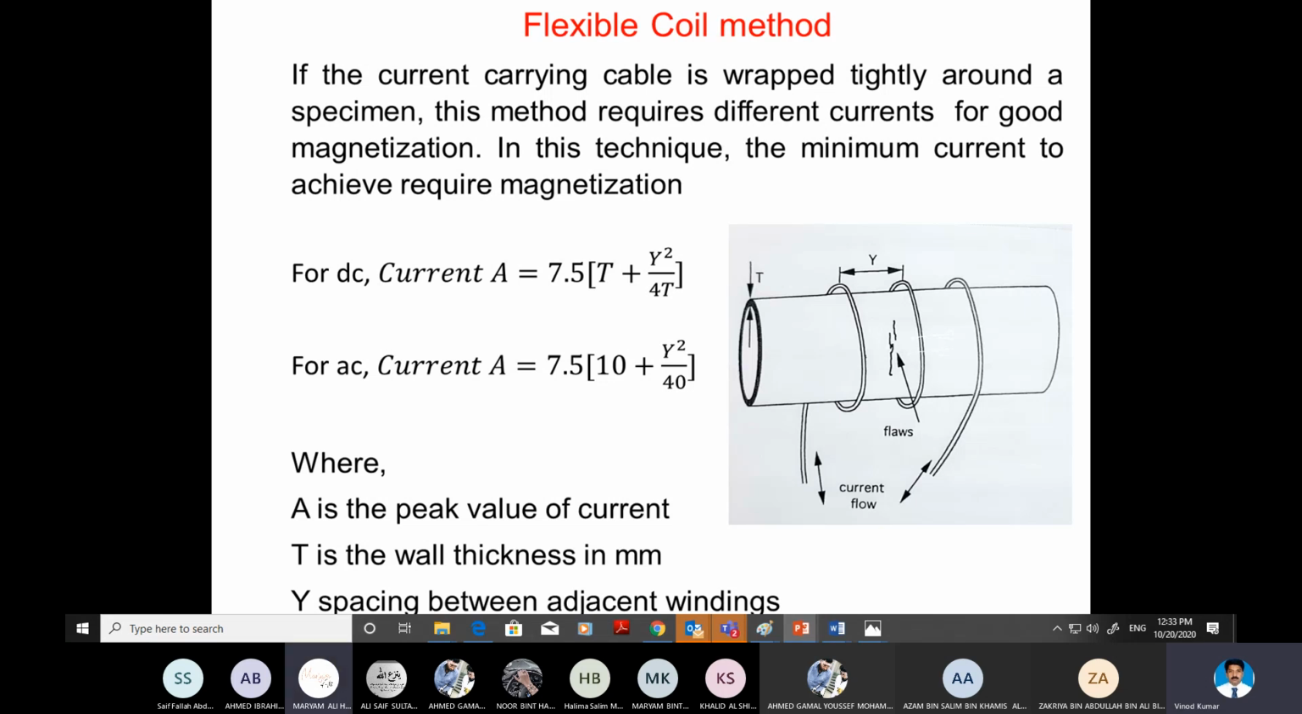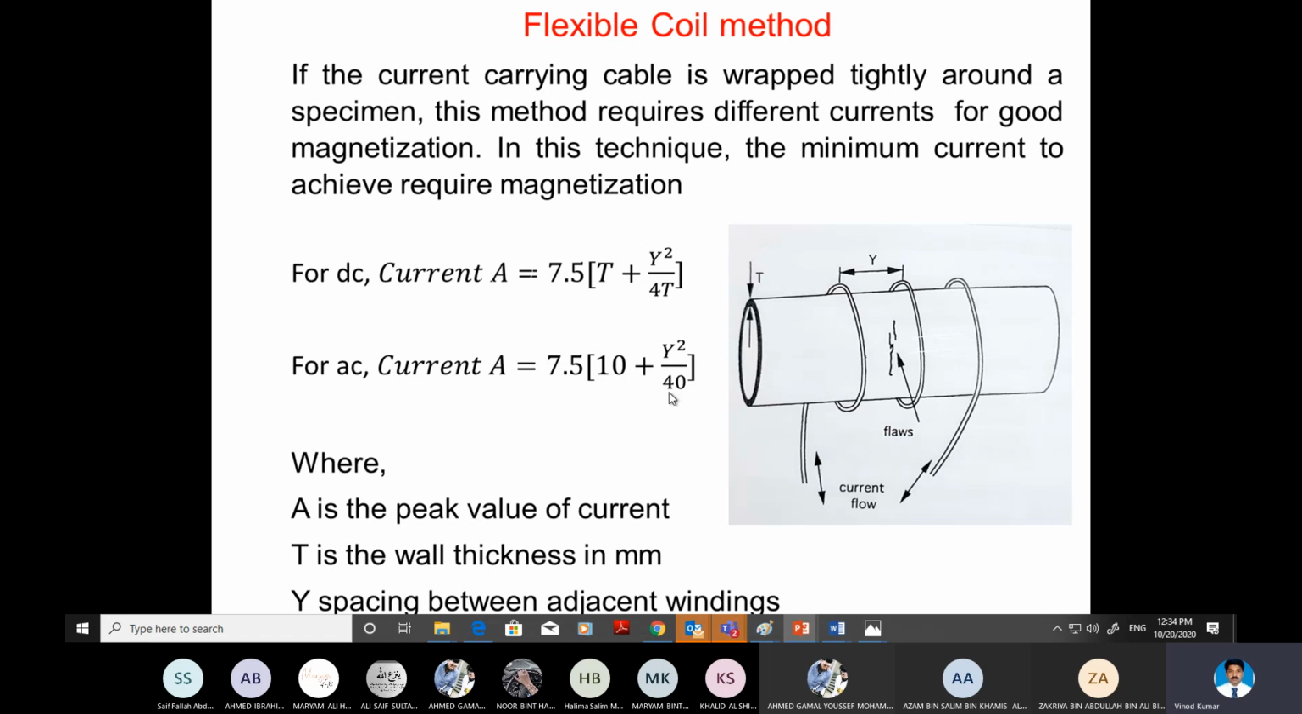Now the question is, what is the minimum spacing here? Here is the equation for current. A is the current, a constant 7.5. See here, for DC, current is equal to 7.5 times (T, the wall thickness of the pipe, plus y square, where y is the spacing, divided by 40). If it is for an AC source, the current is equal to the same constant times (10, so there will not be any T, T is not applicable here, 10 plus y square over 40).